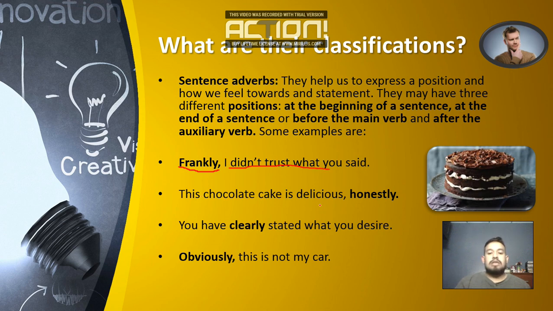This chocolate cake is delicious, honestly. Again, this is the sentence that is being modified by the adverb honestly, that is referring to an opinion that I may have. You have clearly stated what you desire. In this case, the sentence adverb is referring to this part, and this part is located in the middle of the sentence, and again it is an opinion. Obviously, this is not my car. Again, I am emphasizing an opinion that I may have to make it sound stronger. Sorry, maybe.